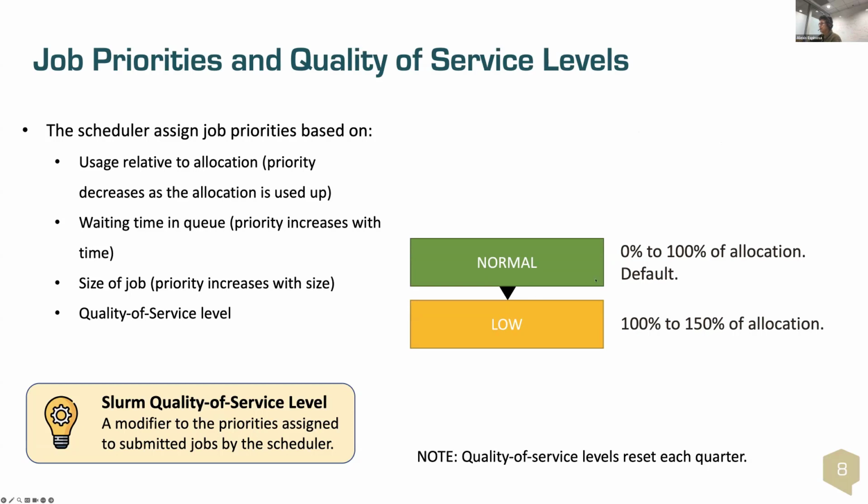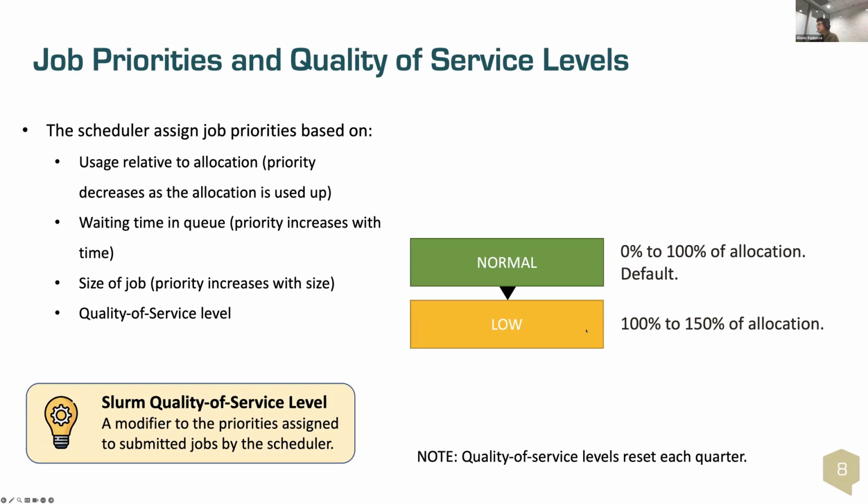So the quality of service is, once the project reaches 100% of the allocation, they can still send jobs to the queue, and the projects can still run some jobs, but after 100% of the allocation, they will not have a normal priority. That's the quality of service. So they will be put in the low quality of service. So they will only run in the case no one is asking for resources, so the job can run.